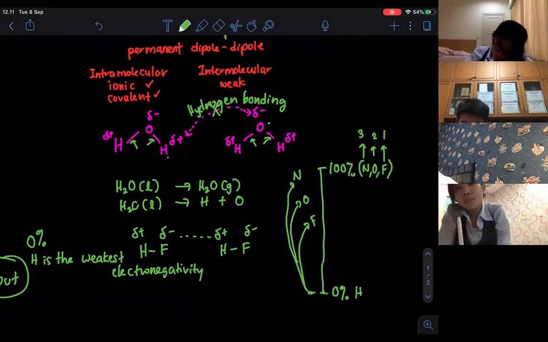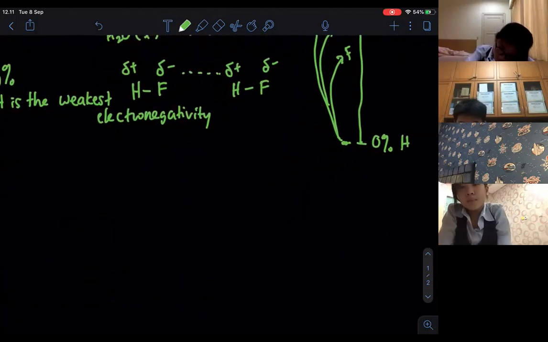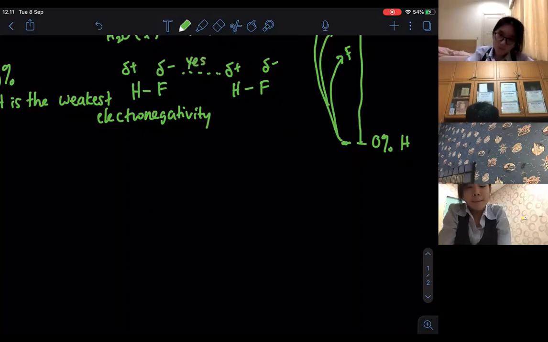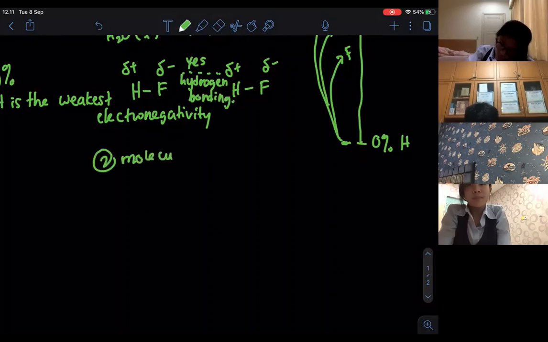Another example that I showed you just now is HF to HF. Okay, Sharon, do you think that this one is actually hydrogen bonding? Yes. Okay, it's a hydrogen bonding. Can you give me another 2 molecules that can have hydrogen bonding?